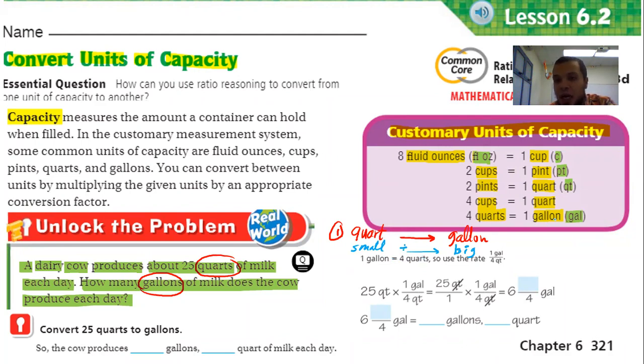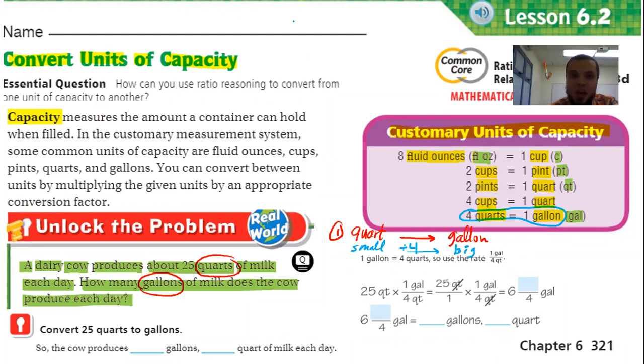Let's see here the relationship between quarts and gallons. What should I divide it by? Teacher, I think we should divide by 10. Why? Here there is the relationship between them. 4 quarts equals 1 gallon. So the conversion number here is 4. So we need to divide by 4.